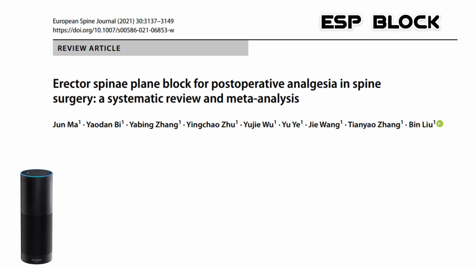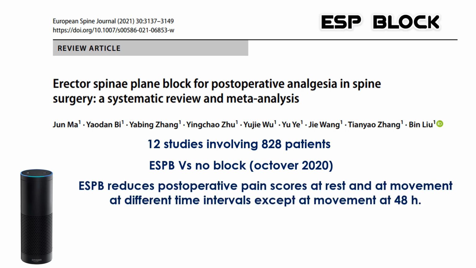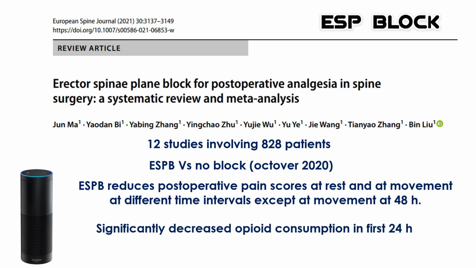Same as in thoracolumbar fascia plane block, could you please show us the most relevant bibliography about the use of ESP block for spine surgery? In this meta-analysis written in 2020 by John Ma and colleagues, the authors found 12 studies comparing ESP block performed as analgesia technique versus no block for spine surgery. They concluded that ESP block reduces post-operative pain scores at rest and at movement at different time intervals except at movement at 48 hours, and significantly decreased opioid consumption in first 24 hours.